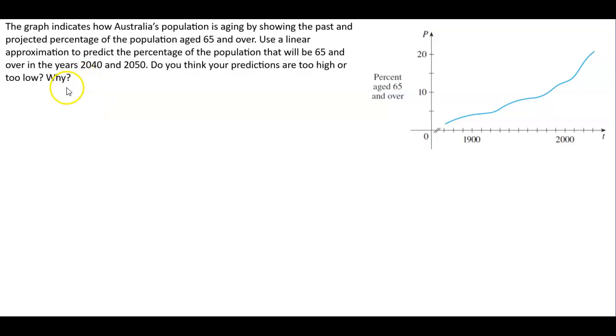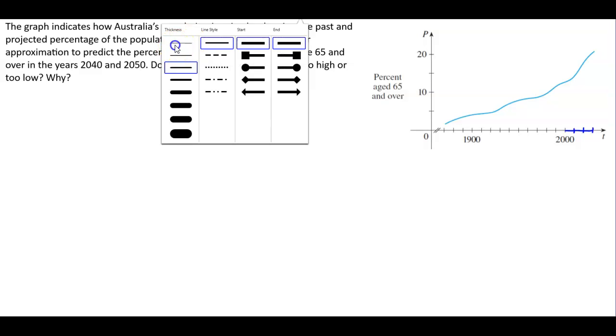Well, what we want to do first is, since we want to know the years 2040 and 2050, we want to be able to estimate at 2030. So let's take a look at this graph here. We know that if this is 2000, this is 2010, this is 2020, and then this is 2030. So we're going to go ahead and estimate here. Let's draw a line.